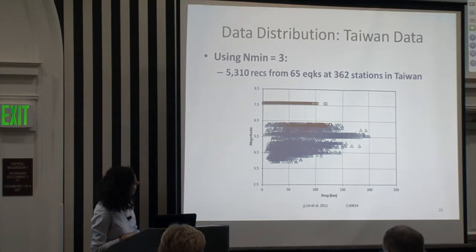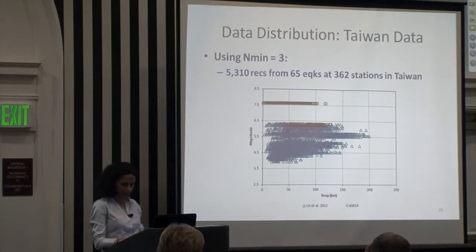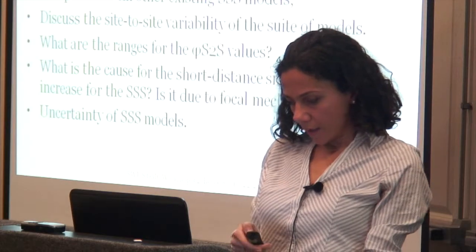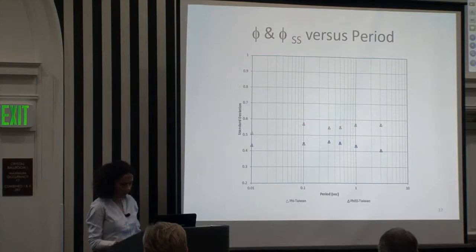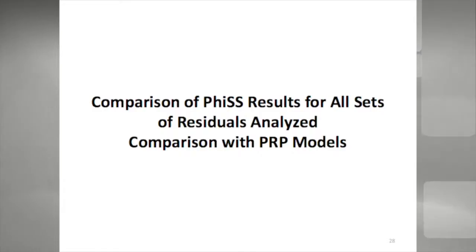So I have a total of about 5,300 recordings from 65 earthquakes at 362 stations. And this is the phi and the VSS that I get. VSS is about 0.4, and again it's also smaller than California. If you recall, it was about 0.5. All right, so now I'll compare all these results together and see where they are different.